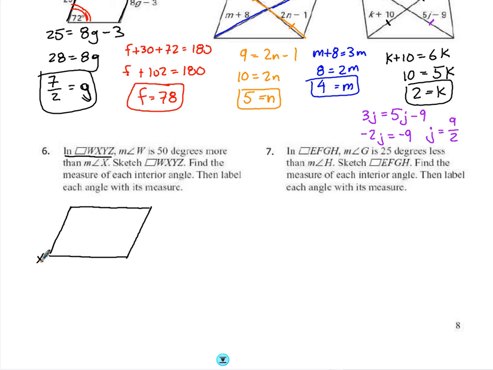So if W is 50 degrees more than angle X, if X is some value we don't know, let's say it's x degrees, then W would be 50 more than angle X. So it would be 50 plus x, 50 more than x.